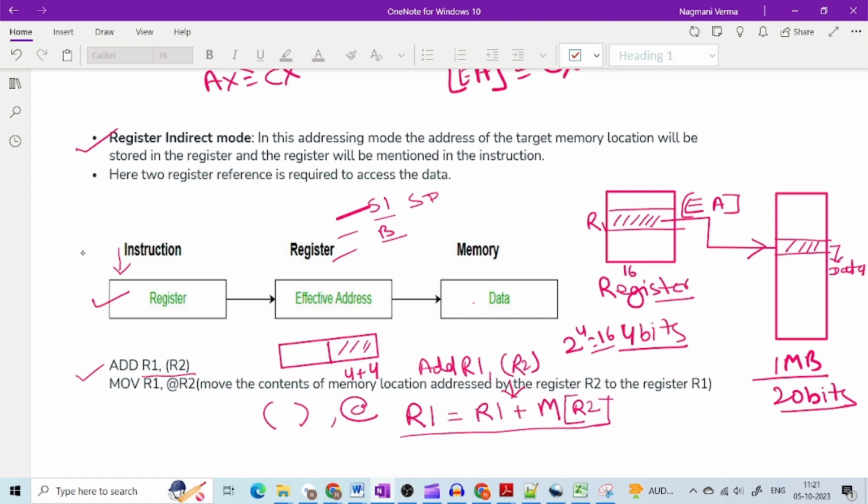Similarly, move R1 at the rate R2. It means that we are copying from R2 to R1, but we will go to the register R2. From there, we will find the effective address, and with that address we will go to the memory, and from memory we will find out the data, and that data we have to move to R1. So this is the register indirect mode. I hope it is clear.